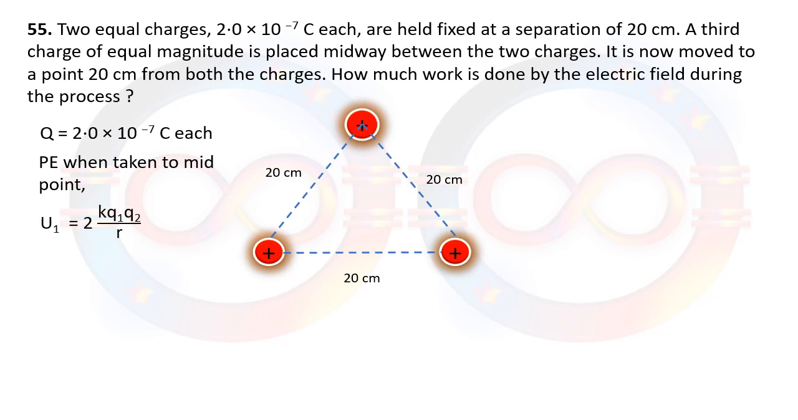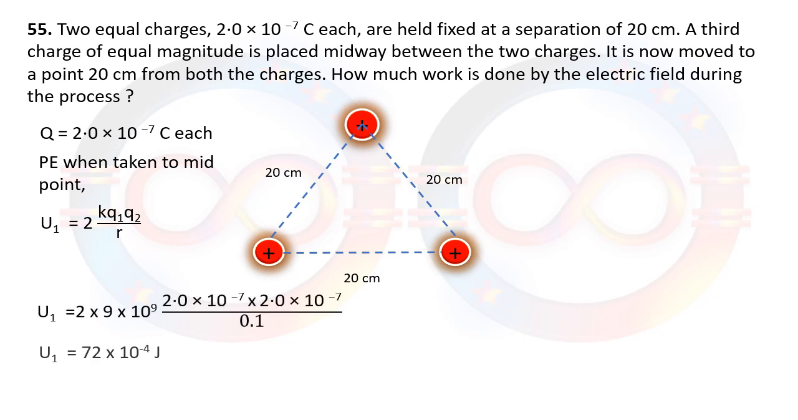So U1 means the electric energy when it was placed in between. Because of both the pairs it will be the same, so I have already multiplied by 2: 2 K Q1 Q2 upon R. You put all the values and we will get 72 into 10 raised to minus 4 joule.